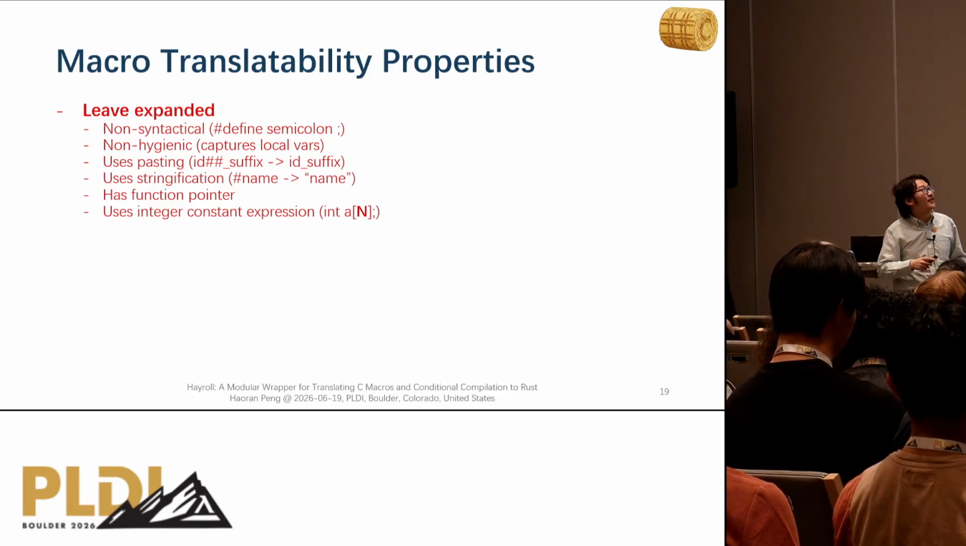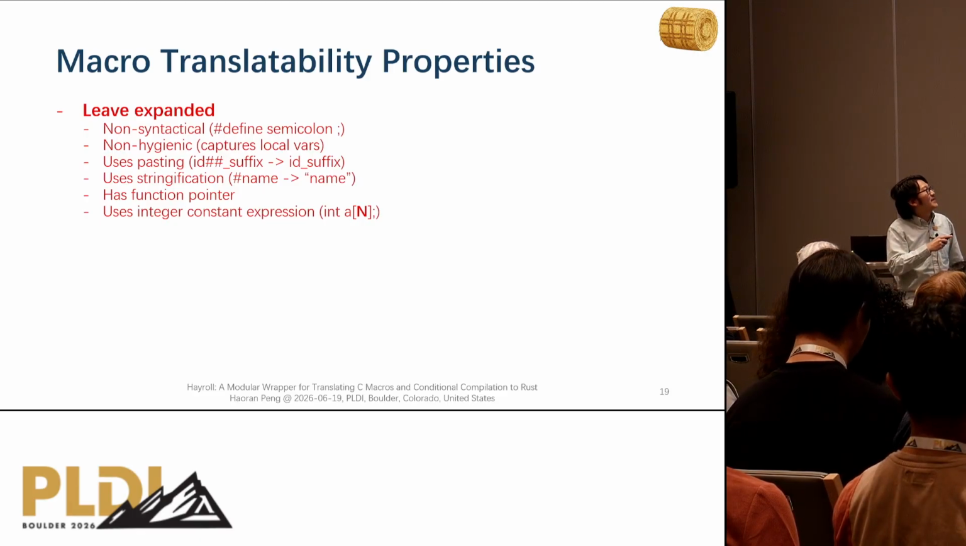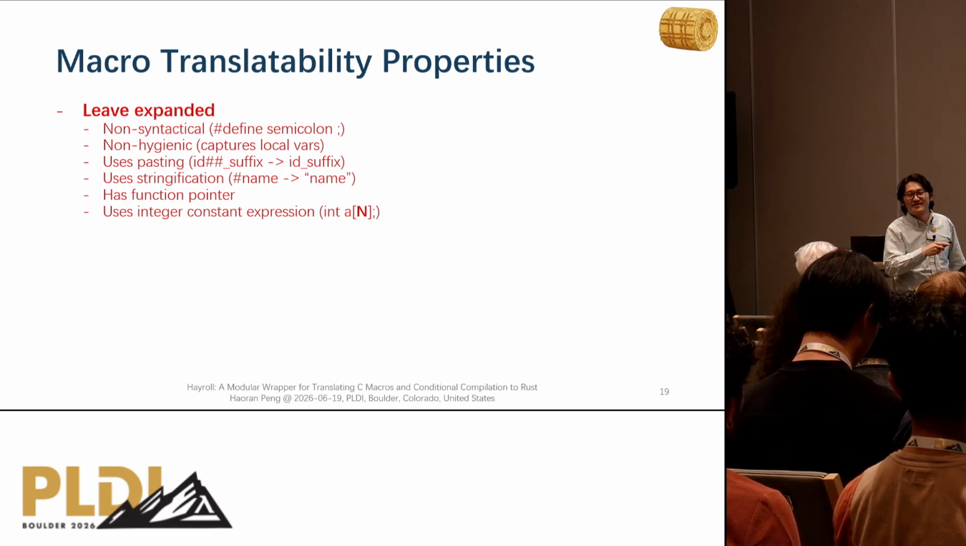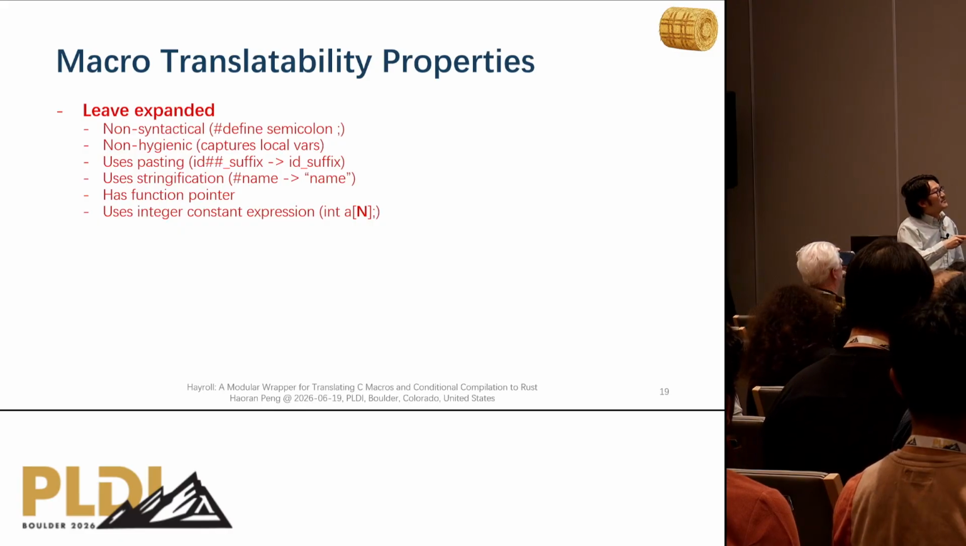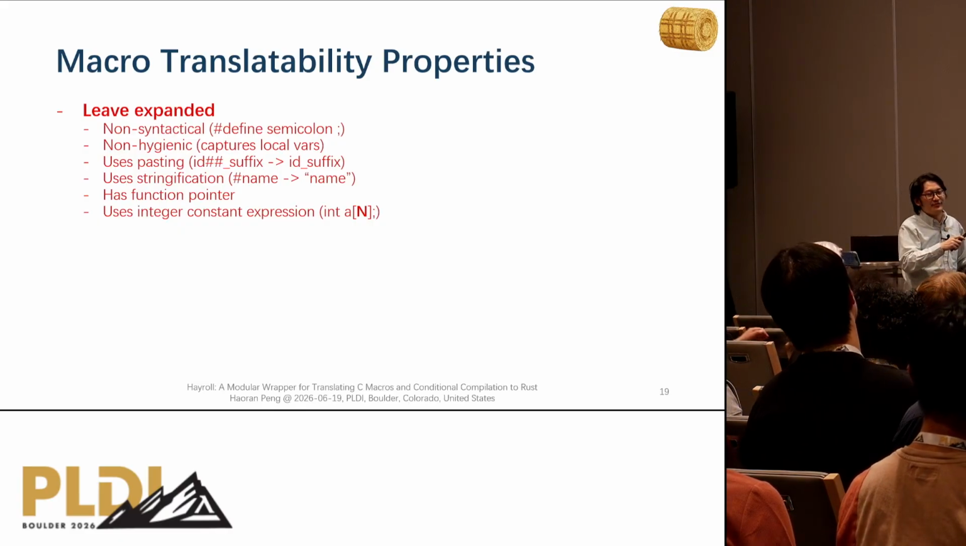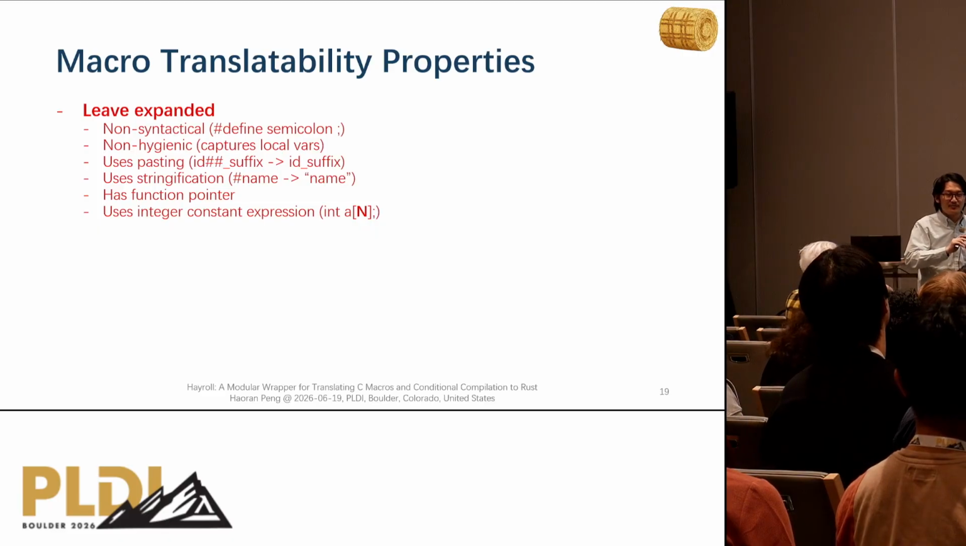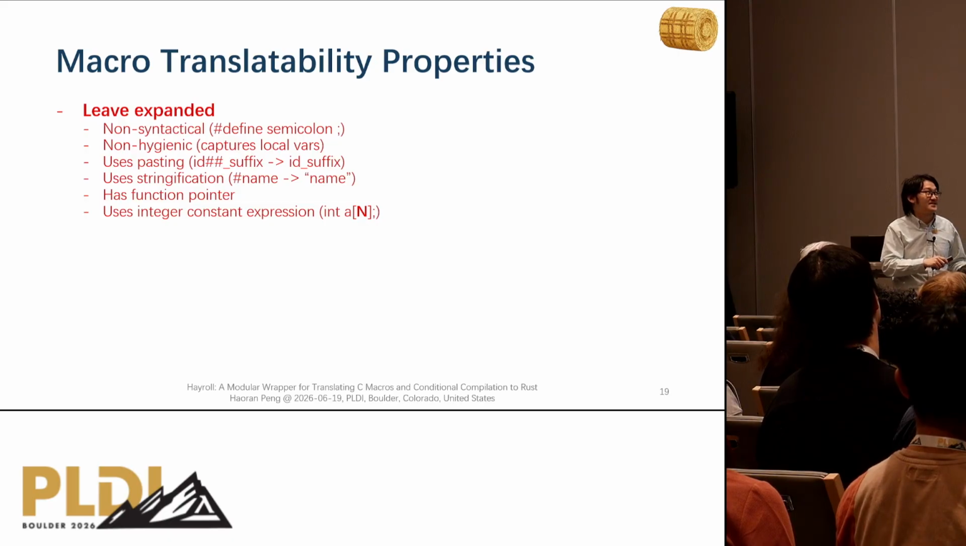You cannot translate all of them to Rust. For example, you can define semicolon to a semicolon and use that to close every expression. Totally legal, entirely insane. We are not going to translate that. A lot of other examples are here, but these are the ones that we'll just leave expanded. They're not going to prevent the program from translating. We're just falling back to what C2Rust does.